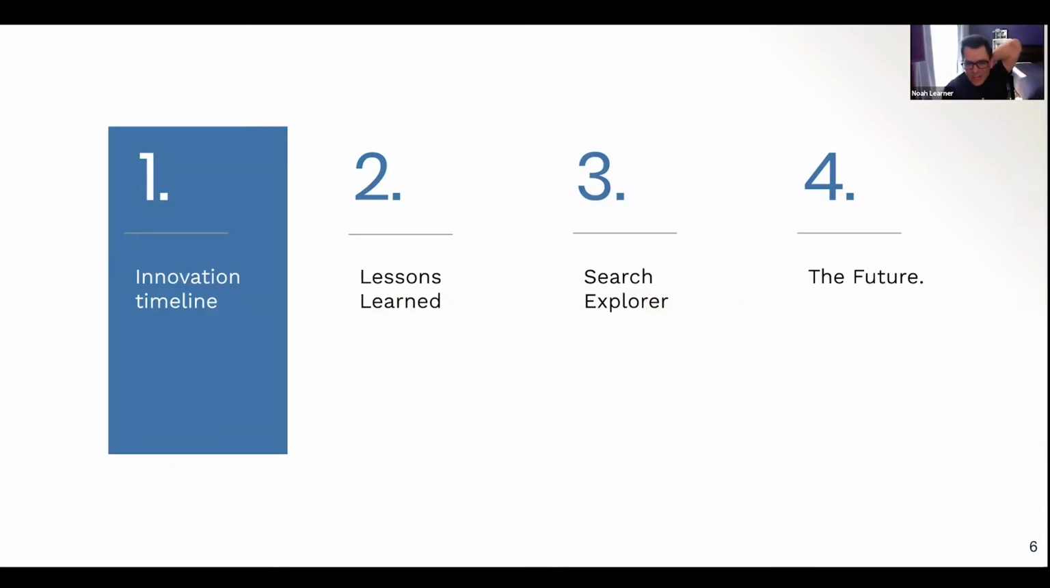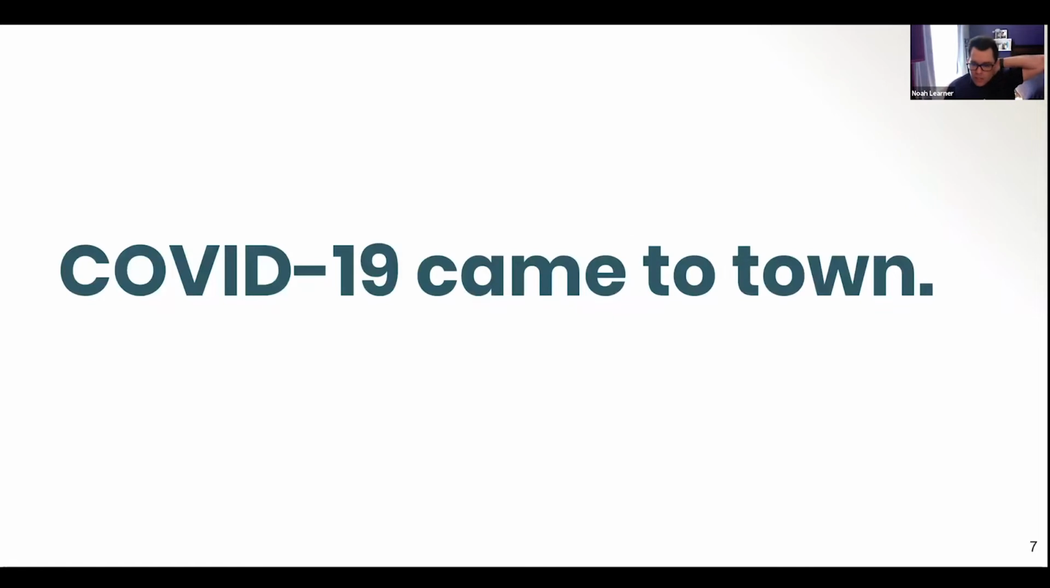Okay, so there's four basic sections of what we're going to talk about. We're going to talk about the story of how we built it. We're going to go into what we learned along the way. We'll go through the tool. And then at the end, I'll share what our development roadmap looks like for the next couple months to a year. So how did this all start?